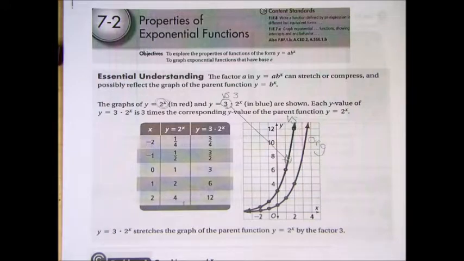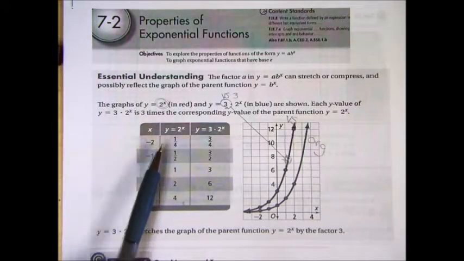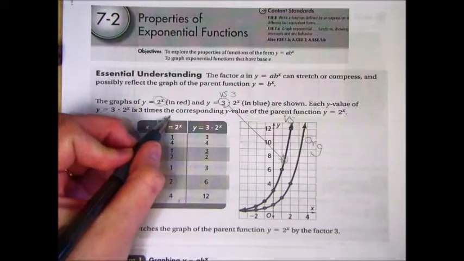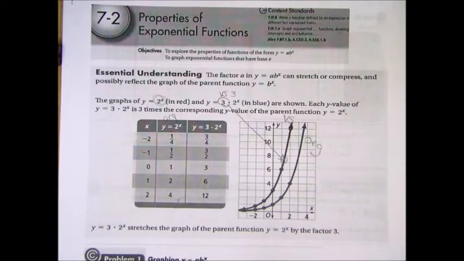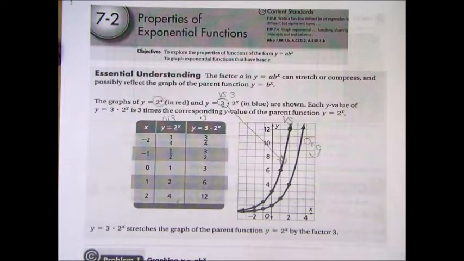Now, how do the y values change? Take a look at the original y values. Look at every single y value in the next column. Everything's just been multiplied by 3. Let's go down and try some of these ourselves.